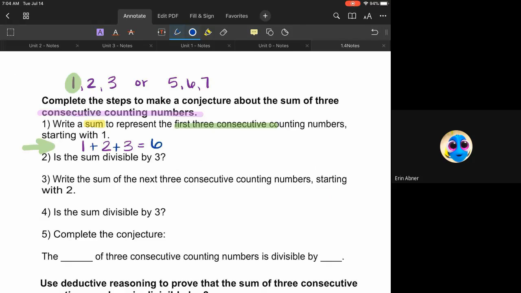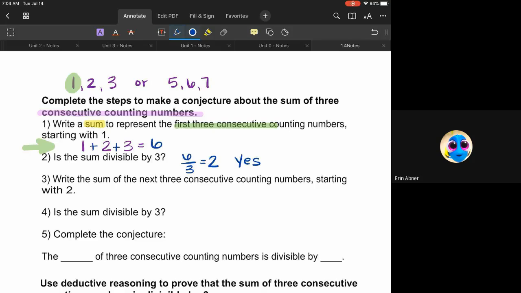So it says, is the sum divisible by 3? Well, the way we find out if something is divisible by 3, we just divide it by 3. So our next step, we're going to go 6 divided by 3. Do we get a whole number out of that? Well, we know that there's 2 3s in 6, so we get a 2. And so then, yes, it is divisible by 3.